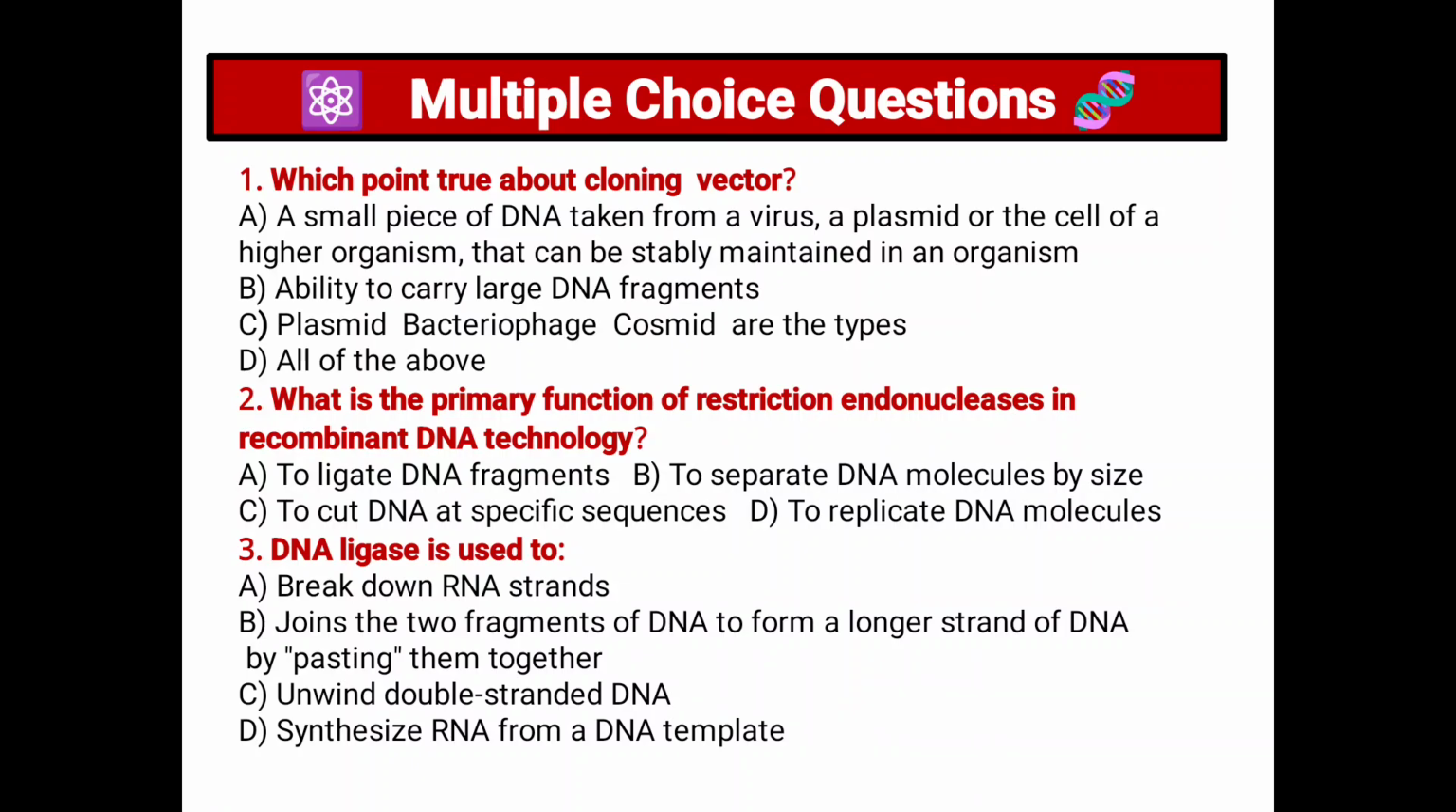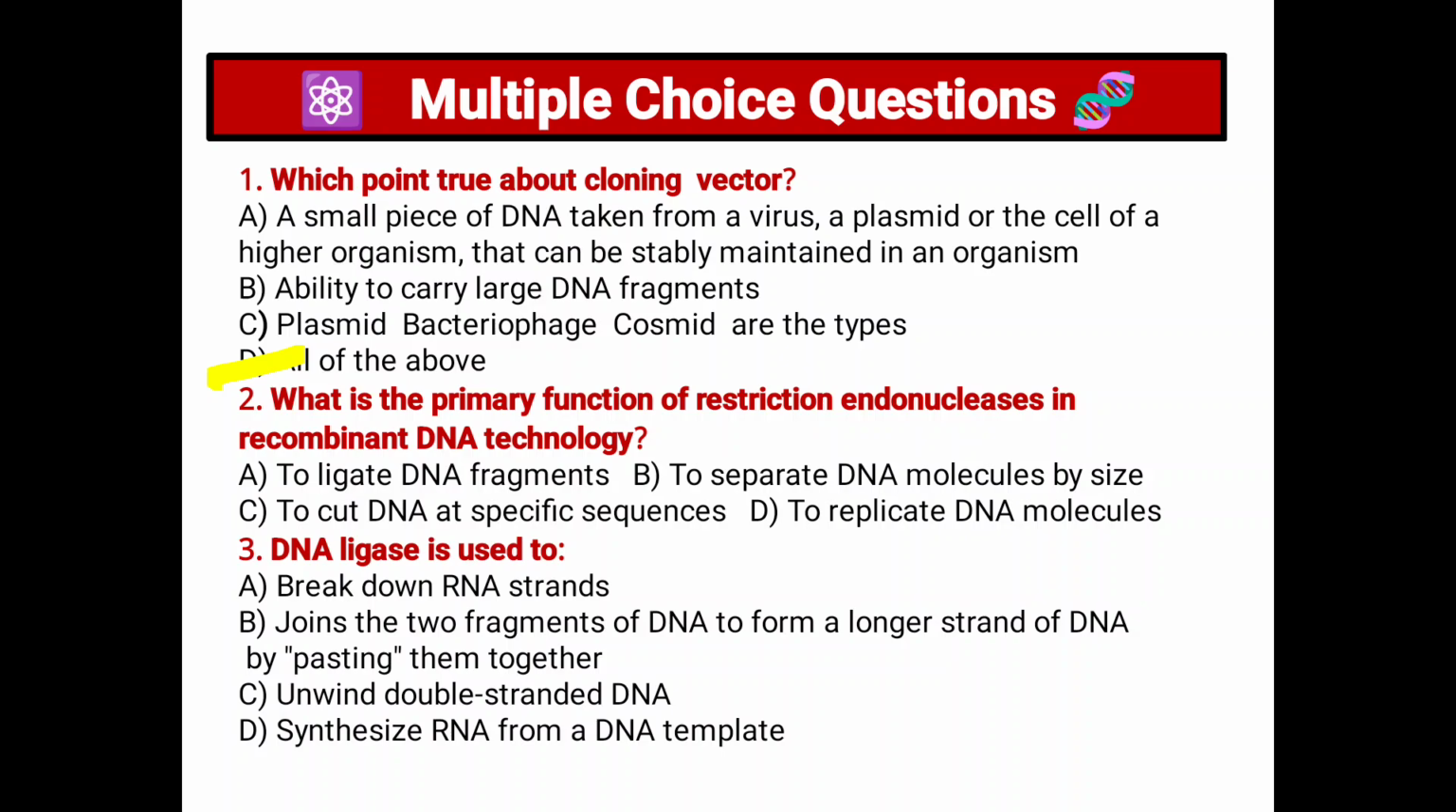Plasmid, bacteriophage, cosmid are the types, and D, all of the above. A cloning vector is a carrier with the ability to carry large DNA fragments, or it acts as a vehicle to transmit the genetic information from one to another. That is a cloning vector. Cloning means development of multiple copies. So option D is the correct one.